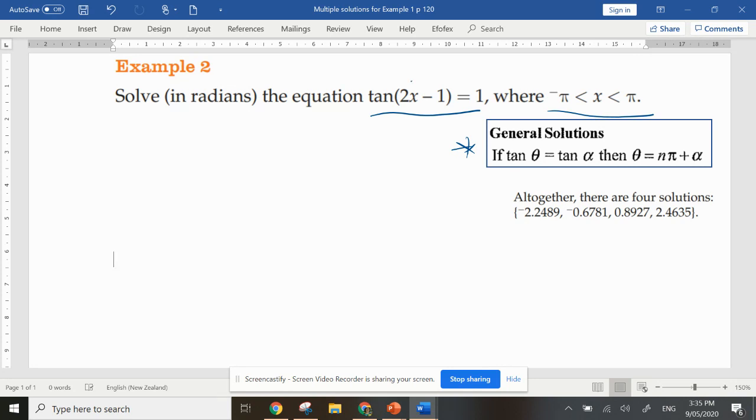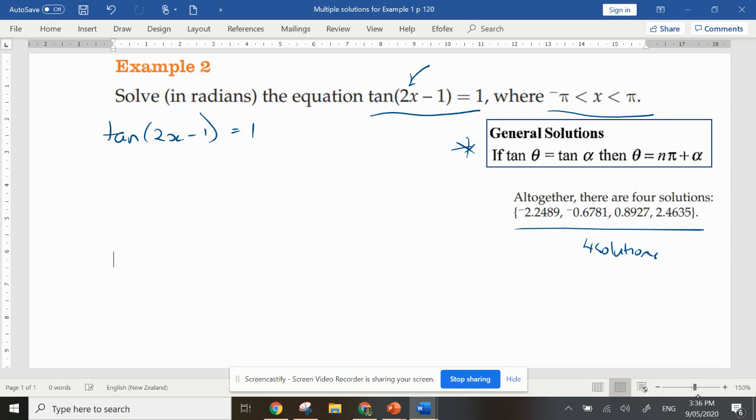We know that here our b value is 2, so that means we've got 2 cycles in 360 degrees. Every cycle gives you 2 solutions, so we are expecting 4 solutions. Notice down here, these are the answers. There's 4 solutions. So we're going to have tan of 2x minus 1 equals 1.